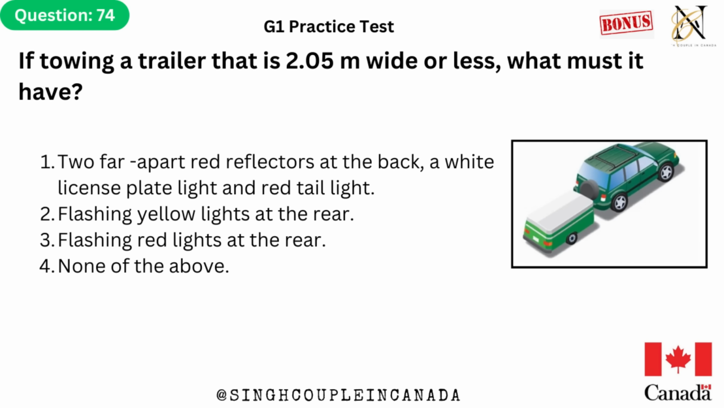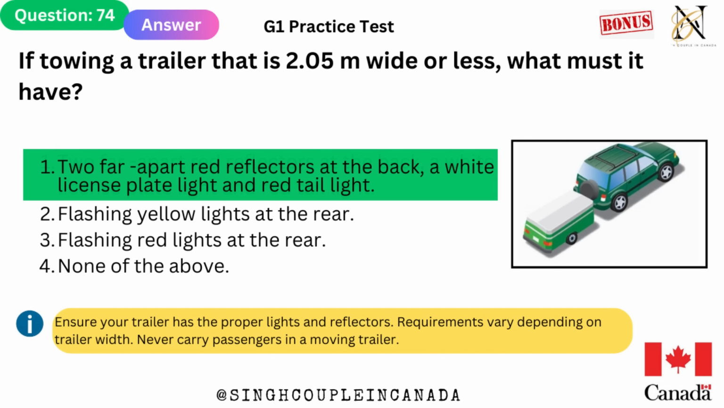If towing a trailer that is 2.05 meters wide or less, what must it have? 1. 2 far apart red reflectors at the back, a white license plate light and red tail light. 2. Flashing yellow lights at the rear. 3. Flashing red lights at the rear. 4. None of the above. The answer is 1. 2 far apart red reflectors at the back, a white license plate light and red tail light. Ensure your trailer has the proper lights and reflectors. Requirements vary depending on trailer width. Never carry passengers in a moving trailer.